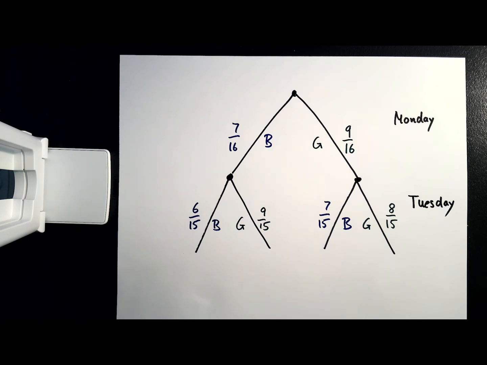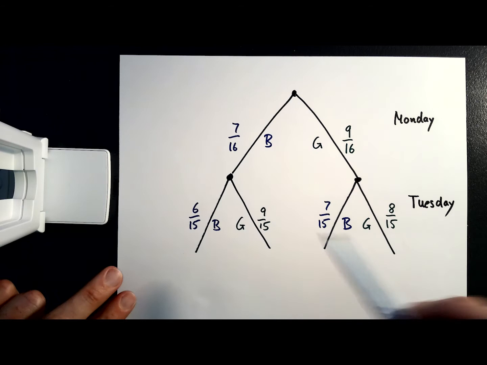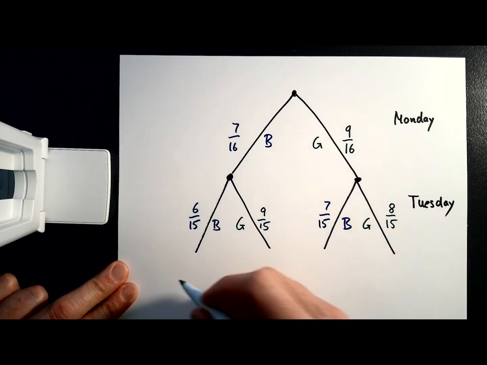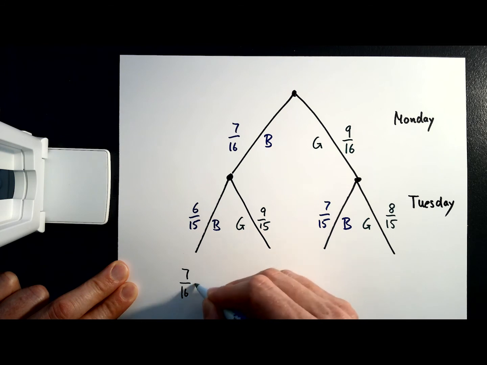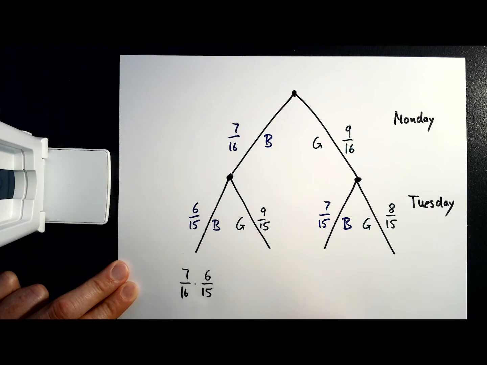So now you can calculate the probability of pulling out 2 blue shirts on 2 consecutive days. And that would be 7/16 times 6/15. And that is the probability of pulling out 2 blue shirts in a row.